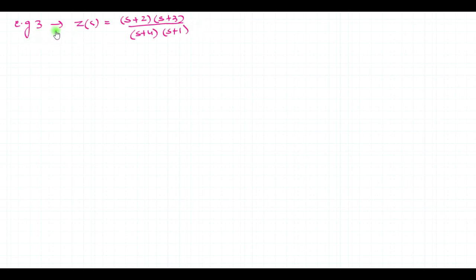So in example 3, we are given a ZS function which is equal to (S plus 2) into (S plus 3) divided by (S plus 4) and (S plus 1). Let us check for the first condition. The zeros will lie on minus 2 and minus 3. Similarly, the poles will lie on minus 4 and minus 1.